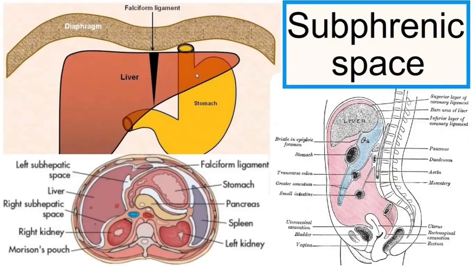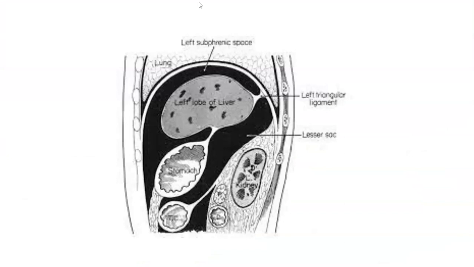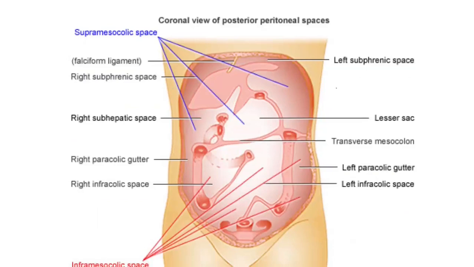So the subphrenic space is, as we discussed earlier, the space that is found beneath the diaphragm, like here and here, as you can see here. This is called the subphrenic space. As you can see here, this is the subphrenic space upside of the liver and beneath the diaphragm. Okay, here there are some other spaces that are called the submesocolic spaces, like here, here, and here.